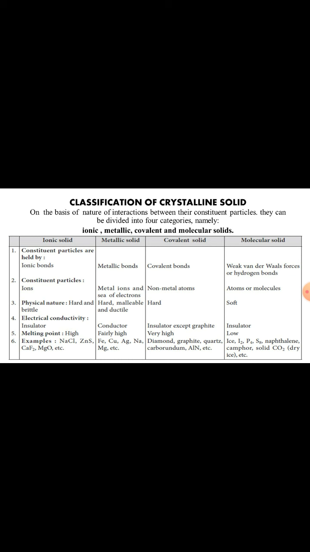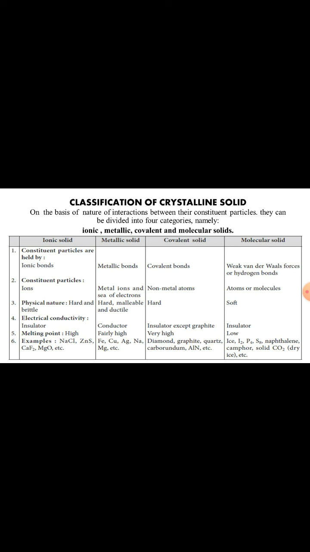Examples you can learn: S block elements when combined with group 15, 16 and 17 elements form ionic bonds, that is, the bond formed between metals and non-metals of high electronegativity generates ionic bonds. Some common examples are given here: NaCl, ZnS, calcium fluoride, MgO, etc.